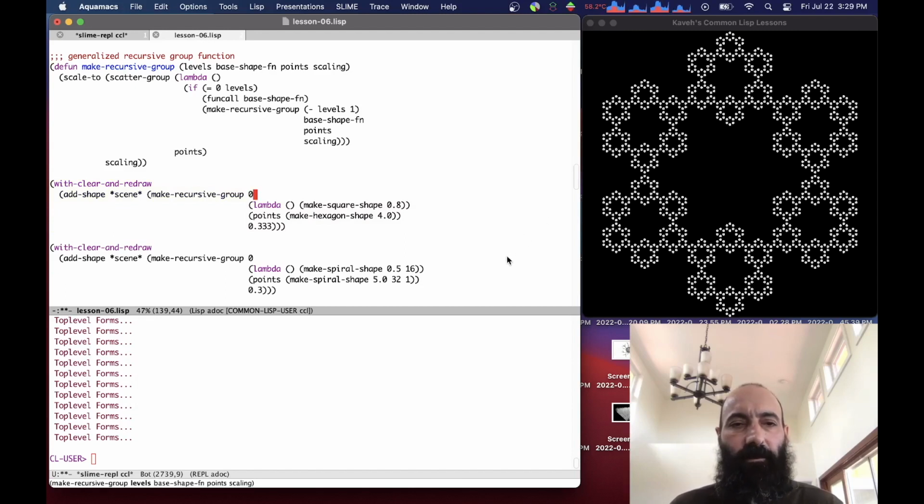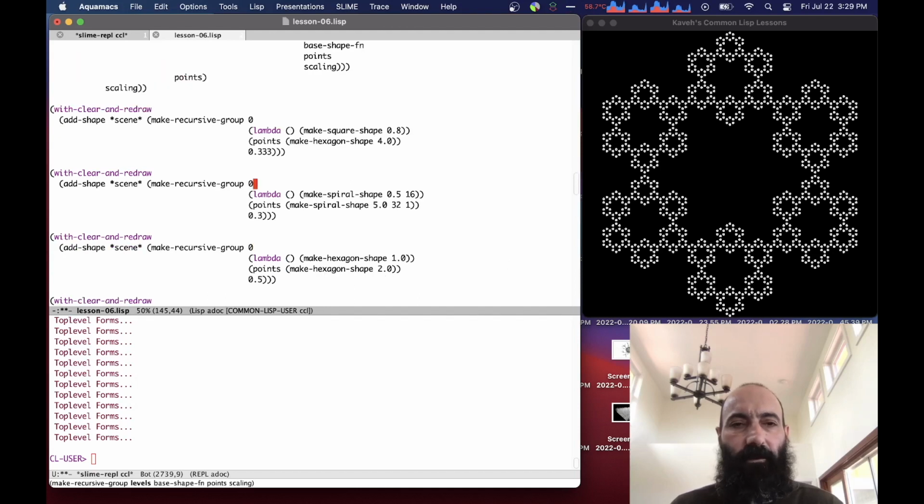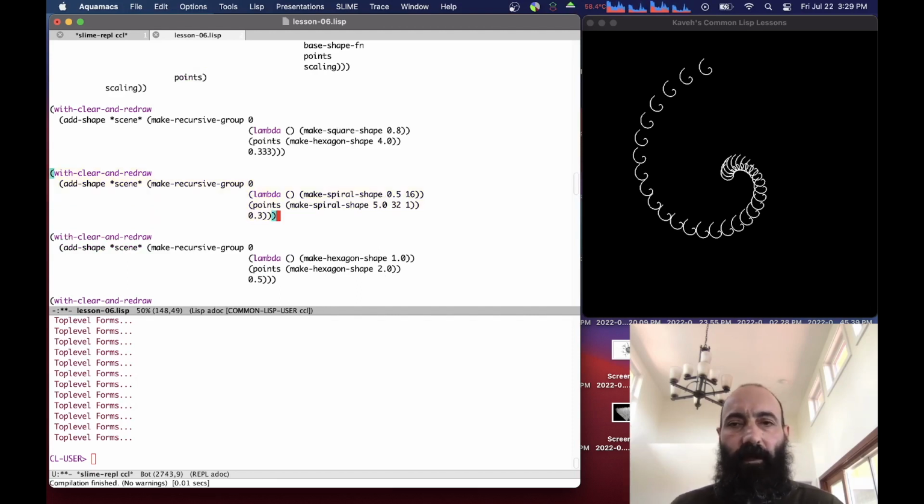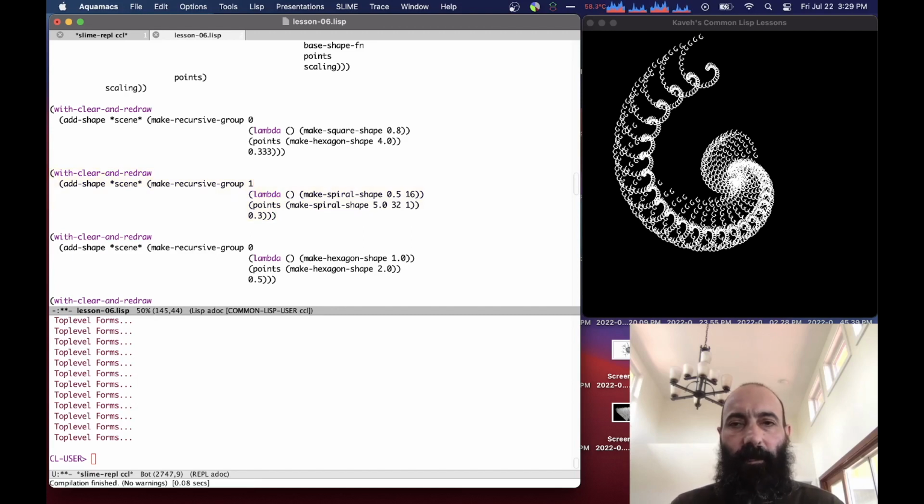Let's try another case, since this is easy to test out. Let's put a spiral on a spiral. So if we have a level 0 case, the base case, we took our spiral function from one of our earlier lessons, and at every point on that spiral, we're putting another spiral. And if we go 1 level deep in a recursion with this function, we get spirals on spirals on spirals.